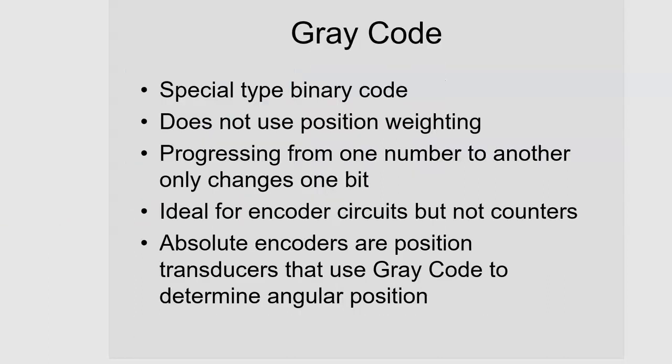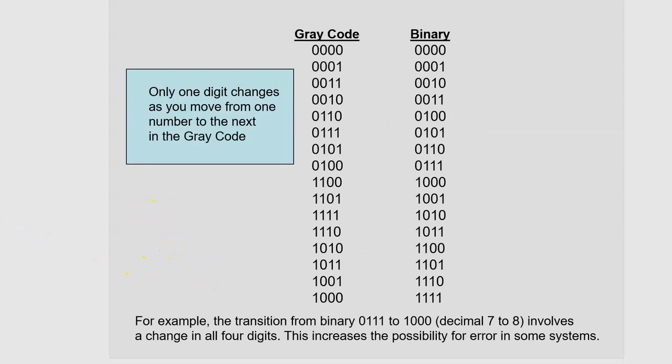But make sure on this one, these are good. Make sure you understand and read these. Does not use position weighting, so that's probably important. This is very important right here. This makes gray code really useful. Going from one number to another only changes one bit at a time, and then you can read the other two. But let's go over here and let's look at this.